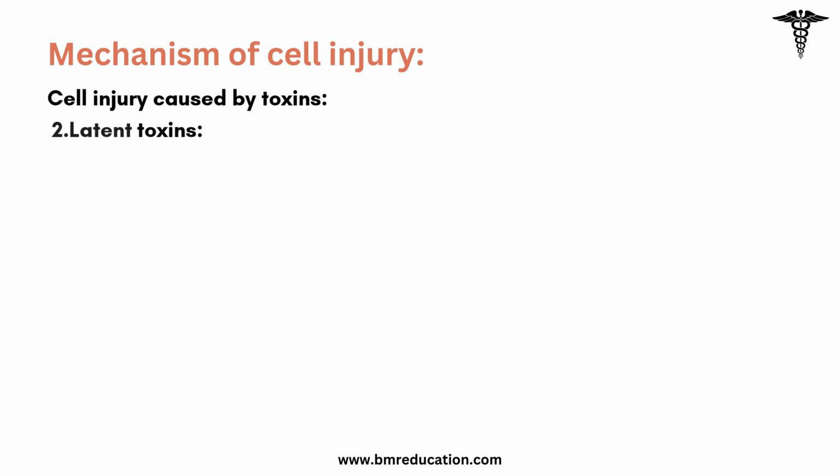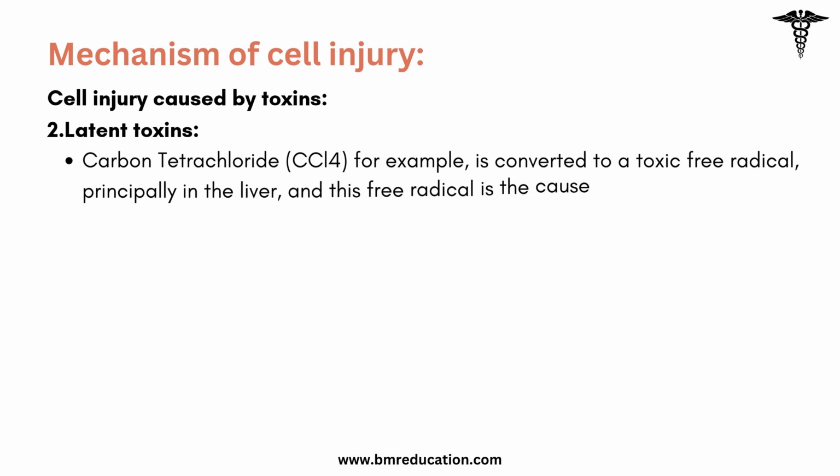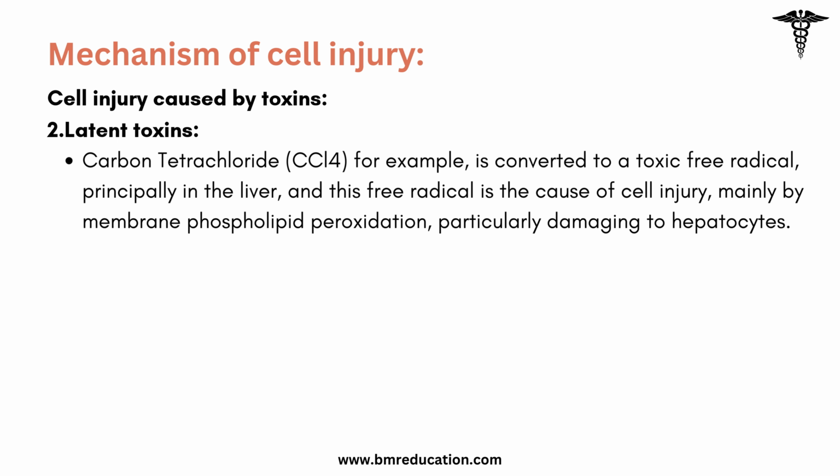Many toxic chemicals are not intrinsically active but must first be converted to reactive metabolites, which then act on target cells. Latent toxins are activated by cytochrome P450 in the smooth endoplasmic reticulum of the liver and other organs. Carbon tetrachloride, for example, is converted to a toxic free radical principally in the liver, and this free radical is the cause of cell injury mainly by membrane phospholipid peroxidation, particularly damaging to hepatocytes.